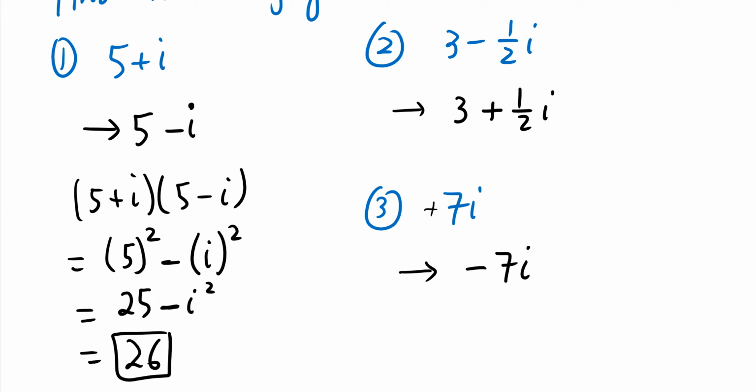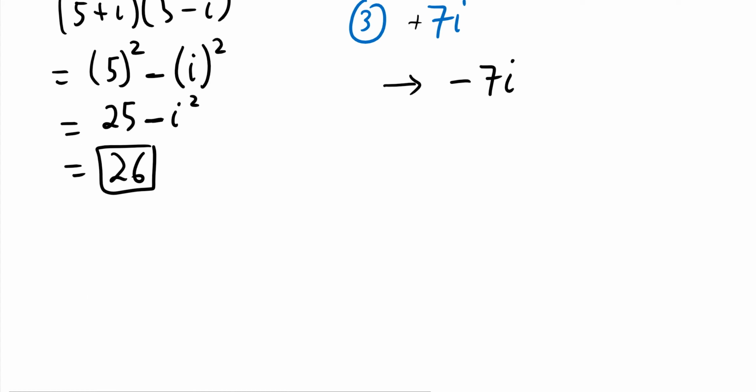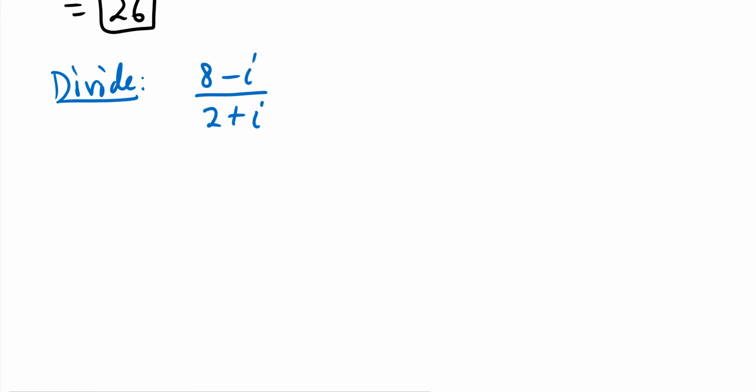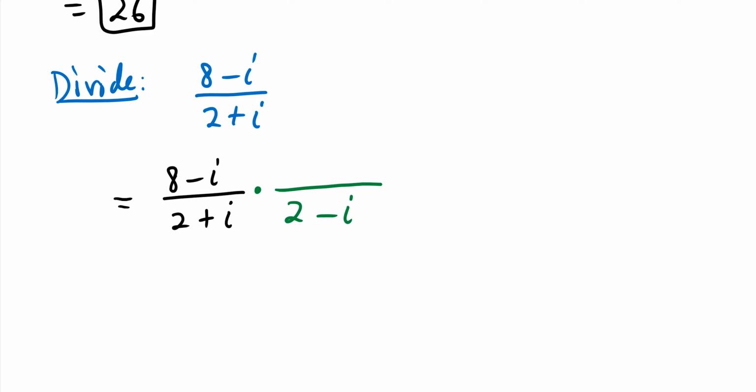And how do we use this? What do we need this for? Well, earlier we did addition, subtraction, and multiplication, but we didn't do division. So if we are asked to divide, let's say 8 minus i over 2 plus i, we need to do rationalizing here. The process is called rationalizing. So we're going to multiply top and bottom by the conjugate of the denominator. So that becomes 2 minus i, 2 minus i, as you can see.